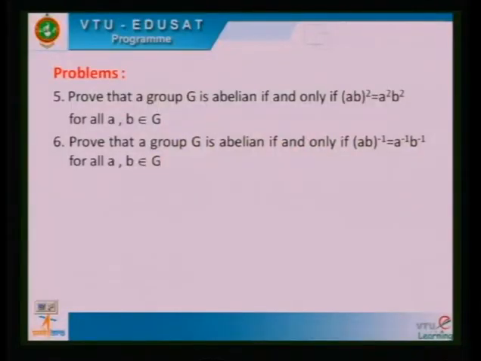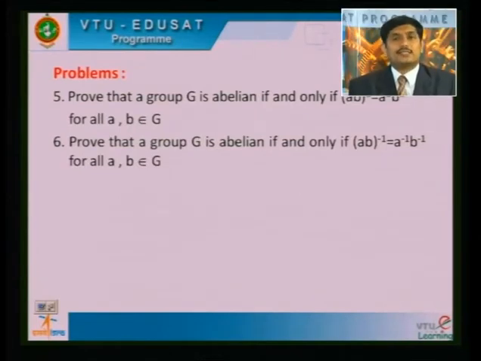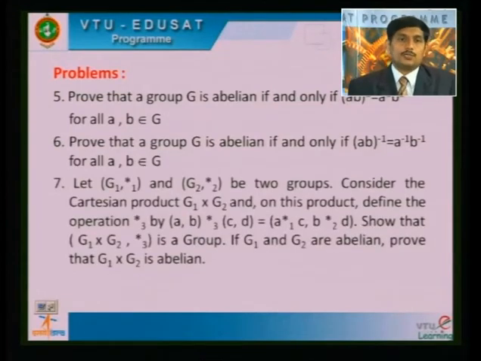Prove that a group G is abelian if and only if (AB) inverse equals A inverse into B inverse. This is exactly the similar procedure to what we adopted in the previous problem. This is also another problem, you can work it out yourself.